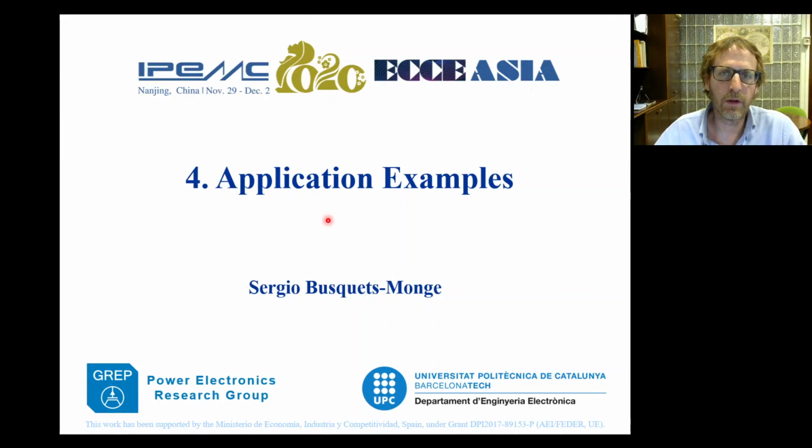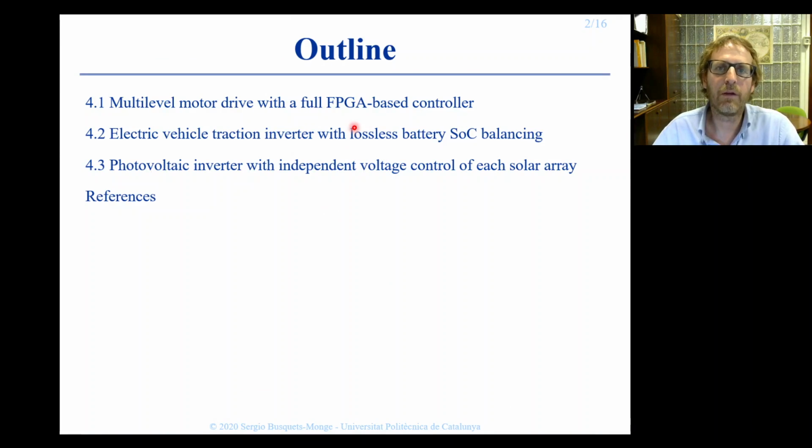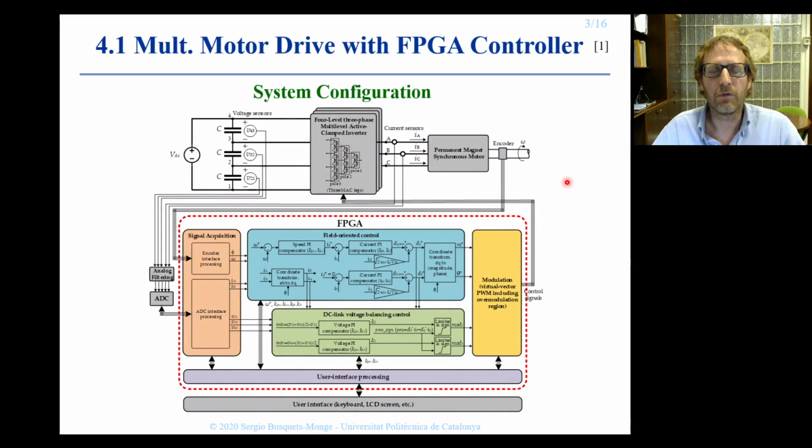Okay, let's now quickly see a few application examples. We will first see how we can fit into a single FPGA the full control of a 4-level 3-phase inverter to drive a motor. Then we will see how we can configure an electrical vehicle traction inverter with lossless battery state of charge balancing. And finally, we will see how we can configure a photovoltaic system with an inverter that can control independently the voltage control of each solar array. Let's start with the motor drive.